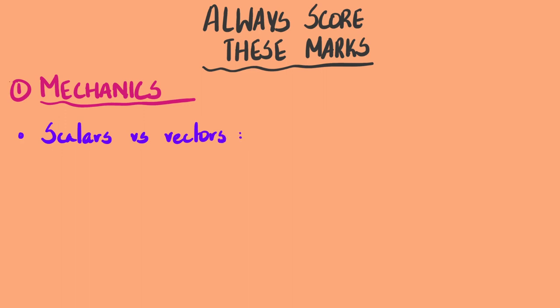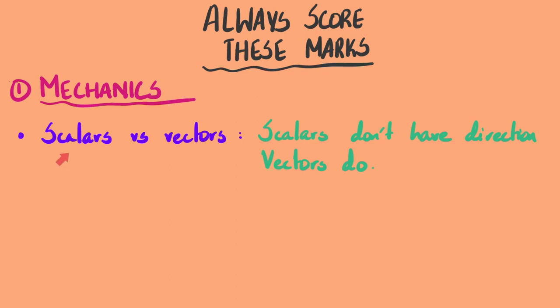So what's the answer to this? The answer to this question would also be the same. For example, if you are asked to explain the difference between scalars and vectors, or distance and displacement, or speed and velocity, it is that the scalar quantities don't have direction. So similarly, distance and speed don't have direction, but the vectors, displacement and velocity do have direction.